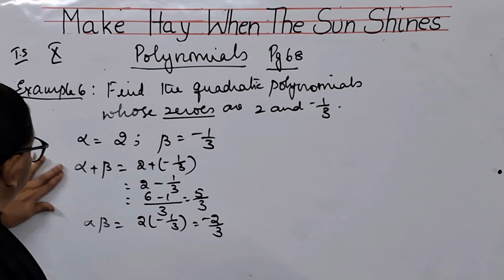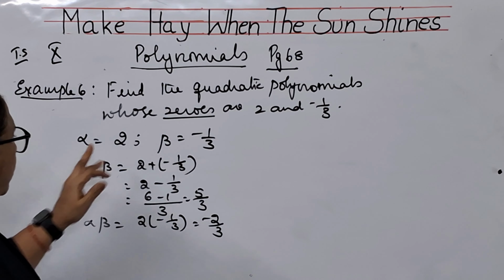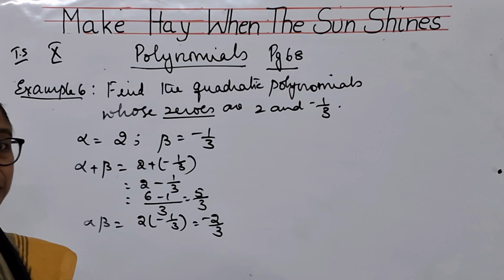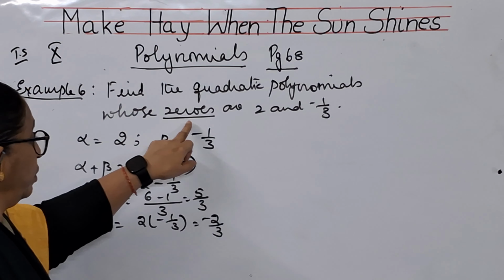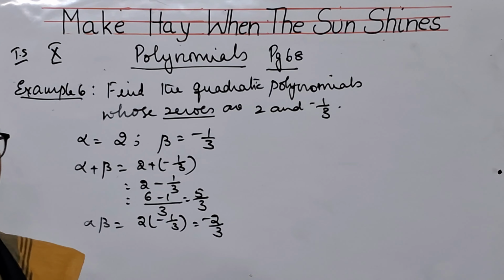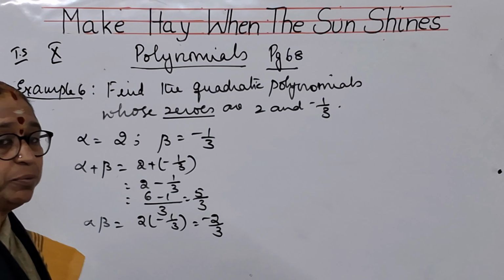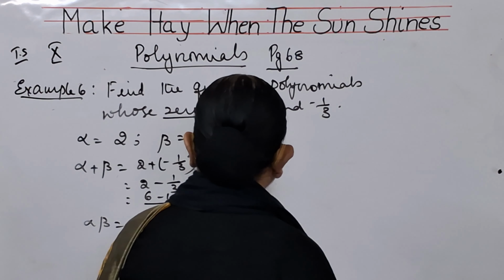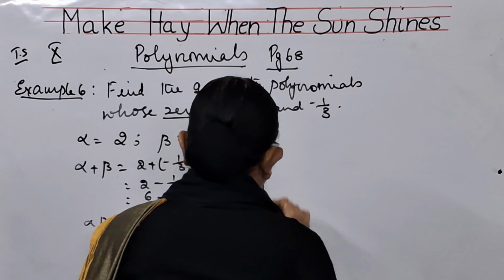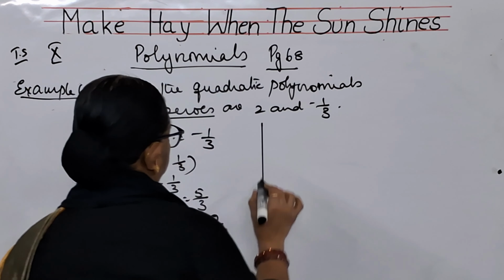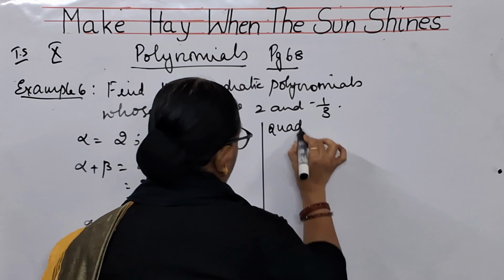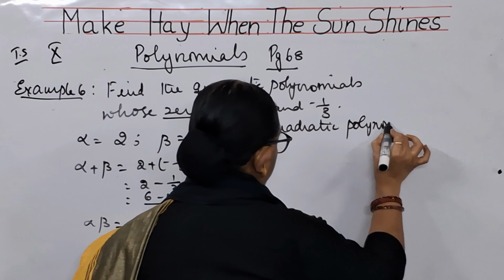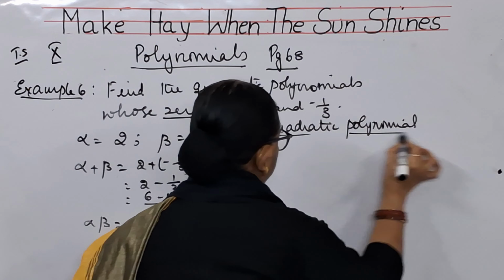What happened in the earlier problem, children? In the earlier problem, one is taken as alpha plus beta, another one is taken as alpha into beta. But now they have given only the values, zeros. Means alpha and beta they have given. So find out what is alpha plus beta and what is alpha into beta. Now you will go for the equation, quadratic polynomial.